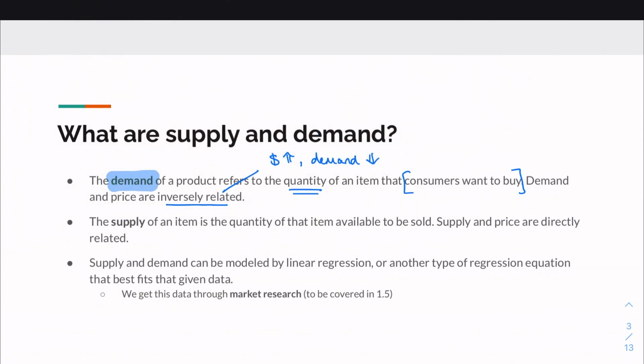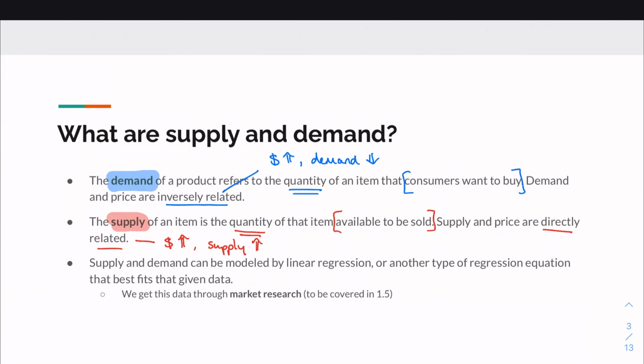Well, we also have supply, and supply is exactly what it means in English, right? It's the quantity of an item, so we're still dealing with quantity, that is available to be sold. So there's going to be this issue between how many things the consumer wants to buy versus how many they actually have available to give to the consumers. Supply and price are directly related, and all that is to say is as price increases, so does supply. The more expensive something gets, the more that you will have available.